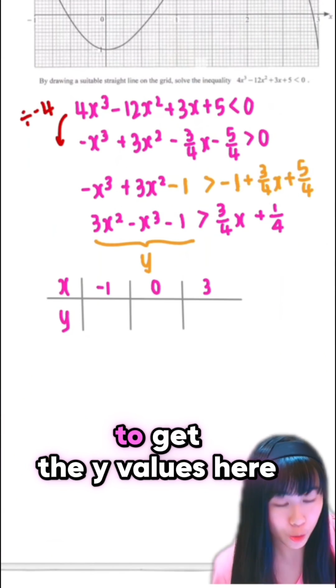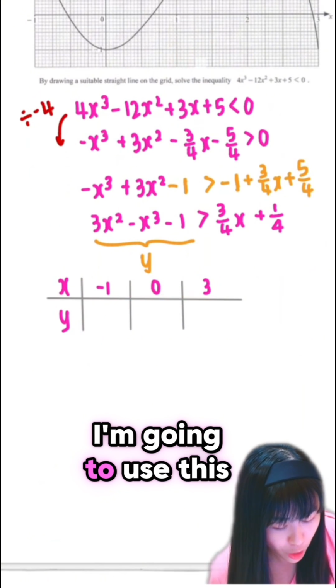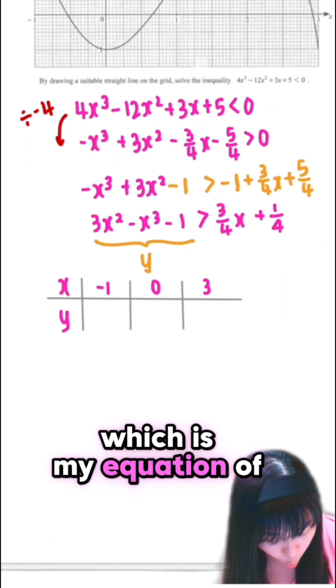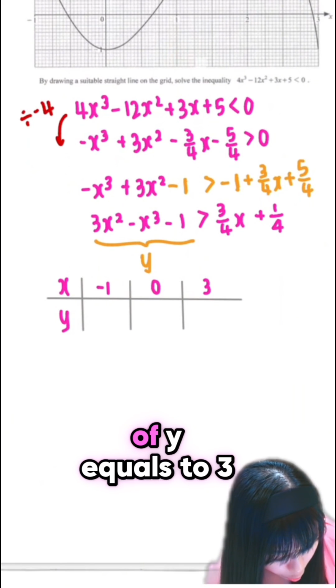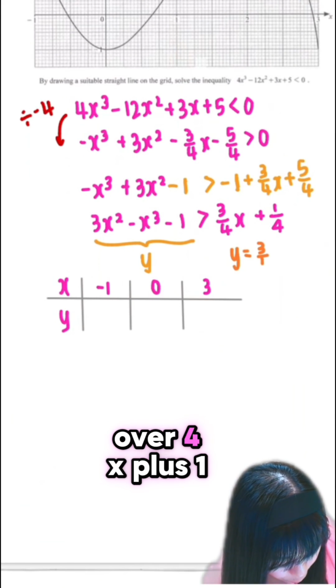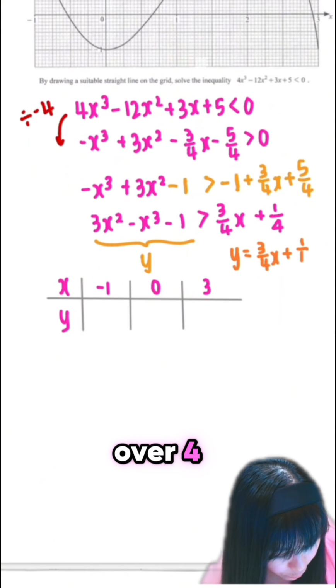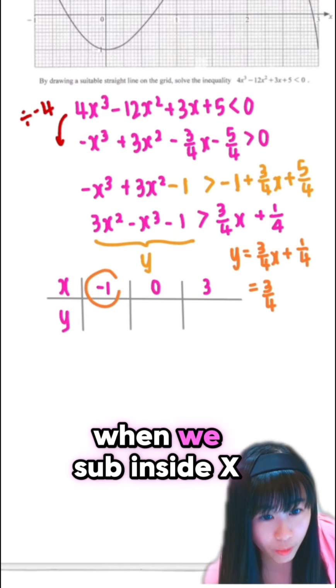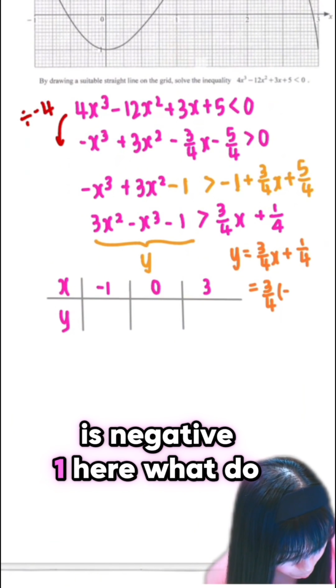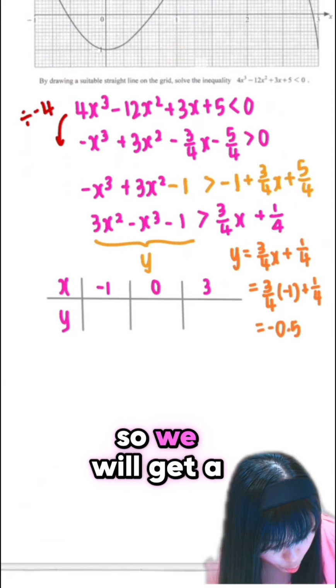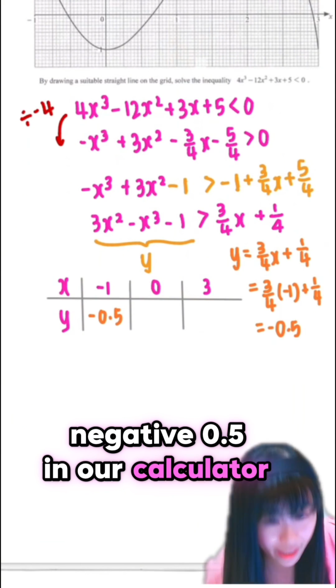To be able to continue to get the y values here, I'm going to use this, which is my equation of the line: y equals 3 over 4 x plus 1 over 4. Let's key into the calculator. When we sub in x is negative 1 here, what do we get? So we will get a negative 0.5 in our calculator.